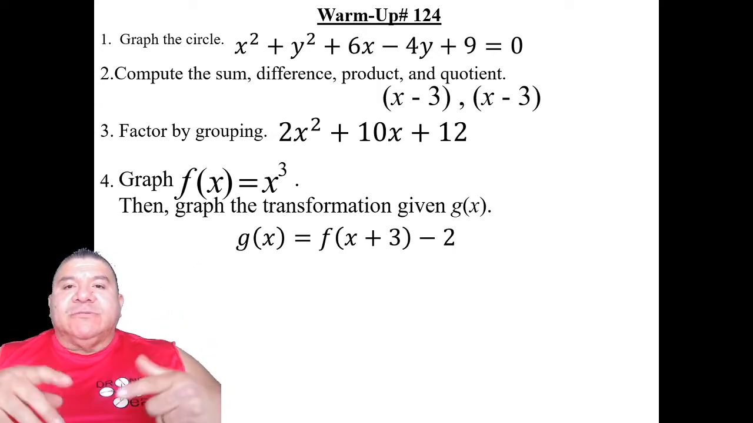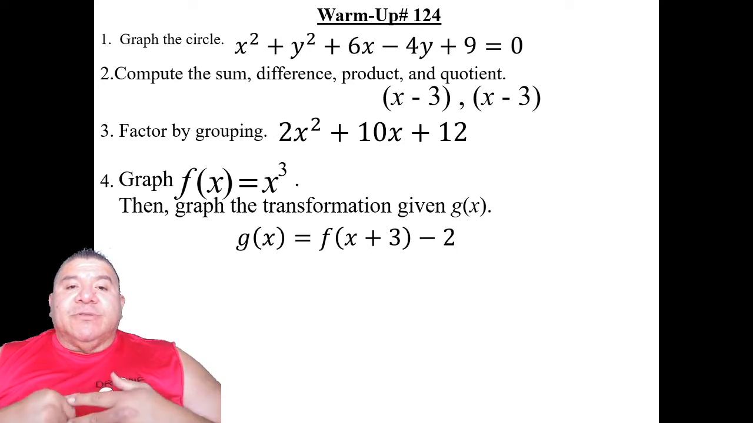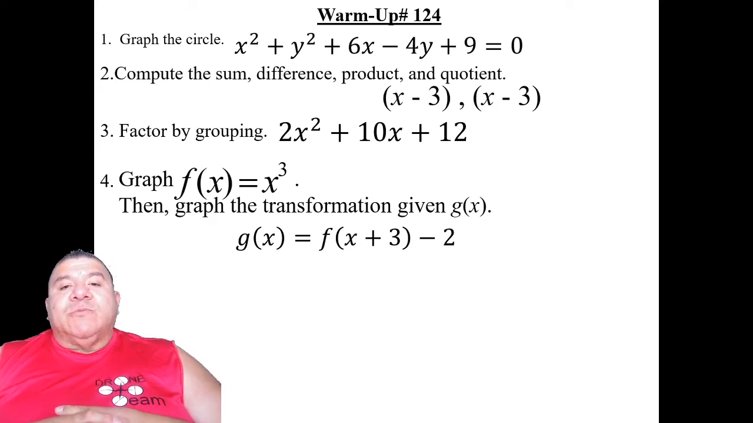All right, guys. Well, today's warm up 124 reads: Number 1, graph the circle x squared plus y squared plus 6x minus 4y plus 9 equals 0. Number 2, compute the sum, difference, product, and quotient of x minus 3 and x minus 3. Number 3, factor by grouping 2x squared plus 10x plus 12.